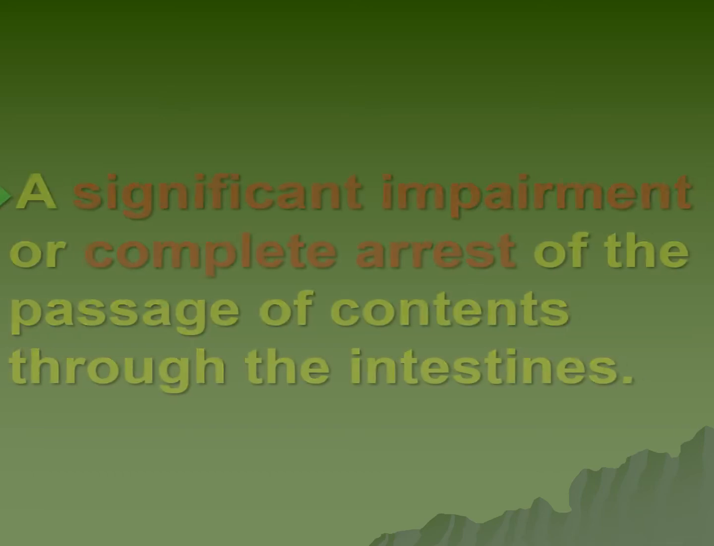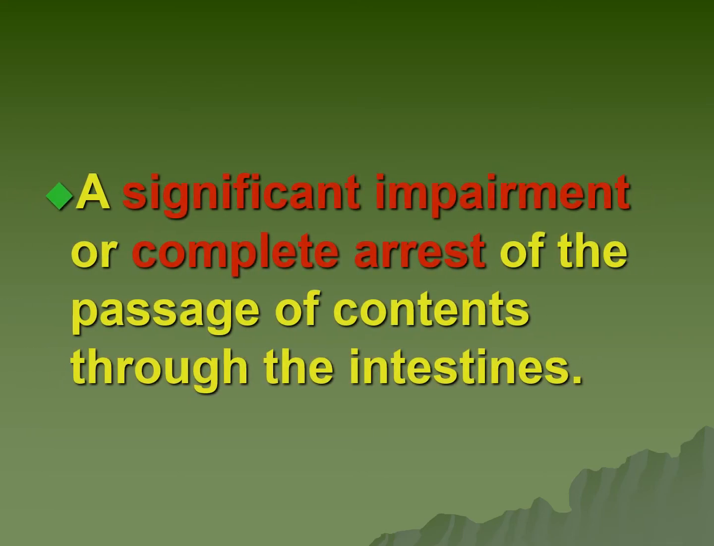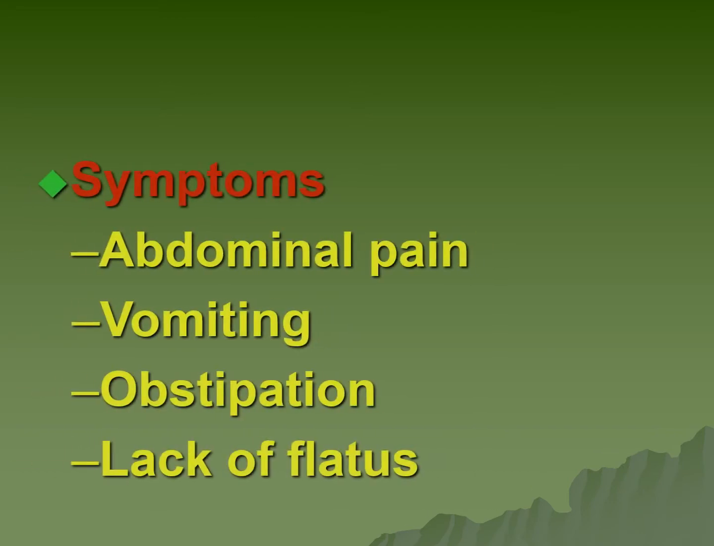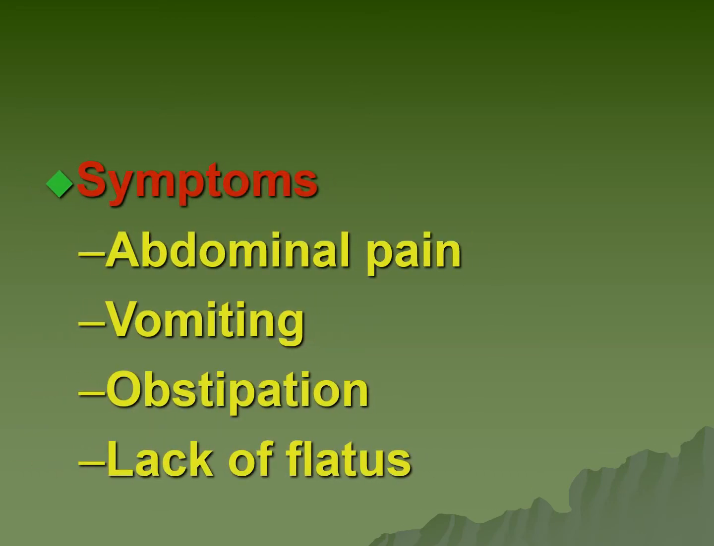Today we're beginning with intestinal obstruction. Intestinal obstruction is defined as a significant impairment or complete arrest of the passage of contents through the intestines. Symptoms include abdominal pain, typically described as a cramping type pain, vomiting, obstipation, as well as lack of flatus or gas.